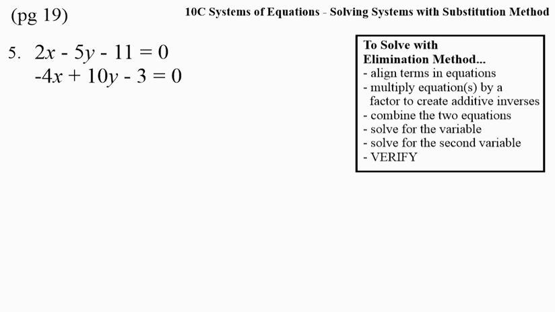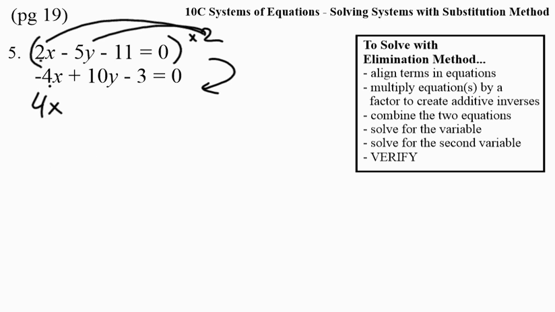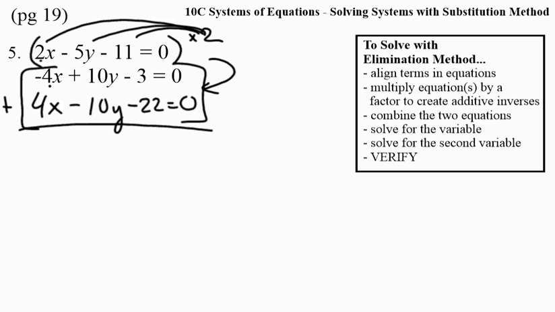We could eliminate all kinds of things, but the first thing that jumps out at me are these x's. I have a negative 4x and a positive 2. So if this were multiplied by 2, and I rewrite it down here, 2 times 2x is now going to give me 4x. It's going to give me negative 10y. And it's going to give me negative 22 equal to 0. So there's the two equations now that I want to combine.